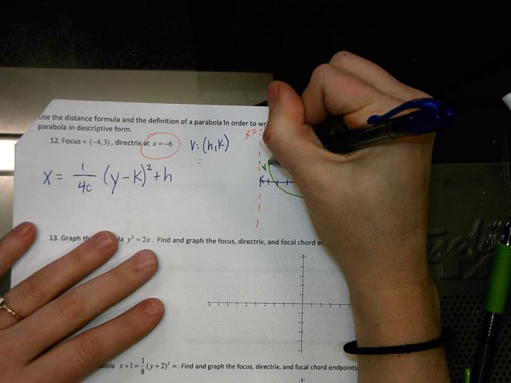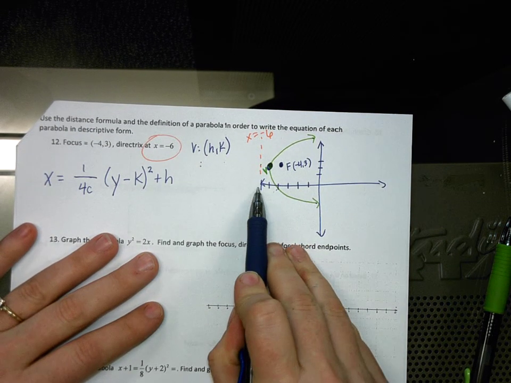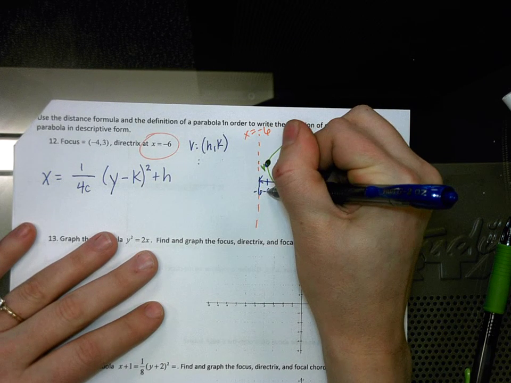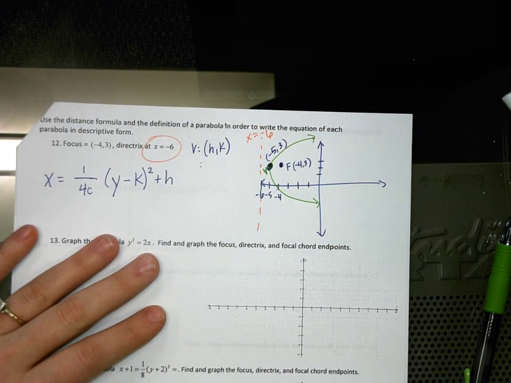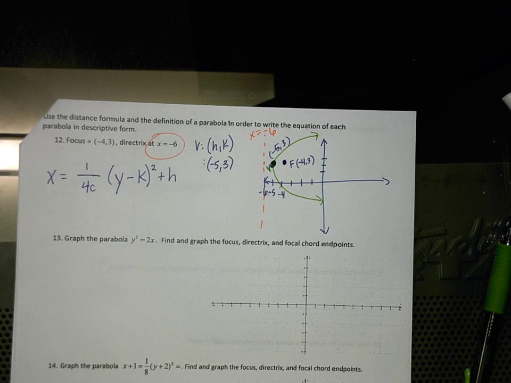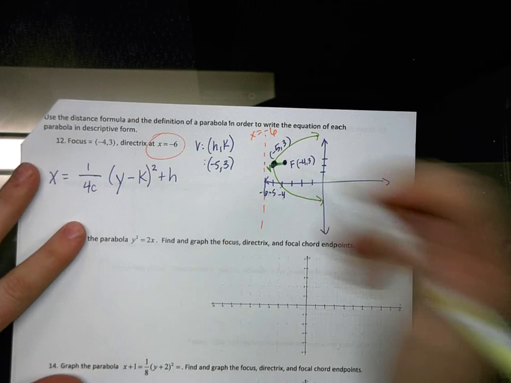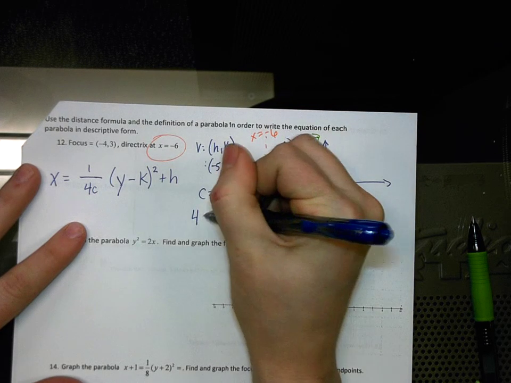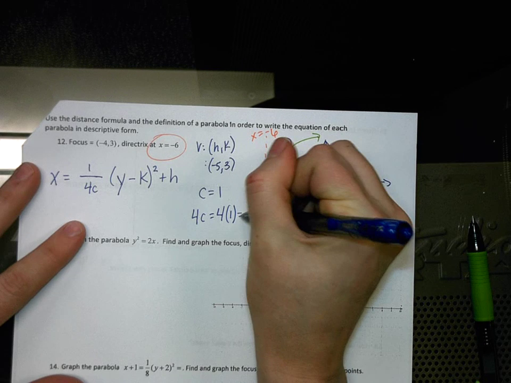This point for the vertex is right in the middle of -4, 3 and x equals -6, so in between -4 and -6, we have -5. This point is -5, 3. Okay, so -5, 3 is my vertex. My c value is the distance from my vertex to my focus. Those are only 1 apart from each other, so c equals 1. If c equals 1, then 4c is 4 times 1, which equals 4.